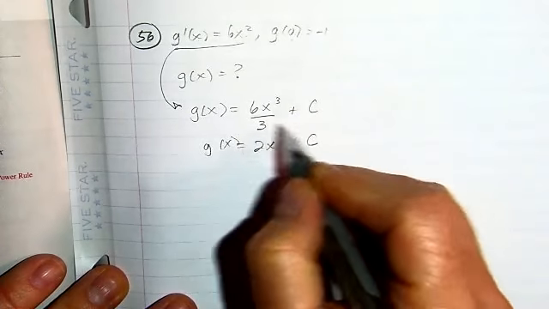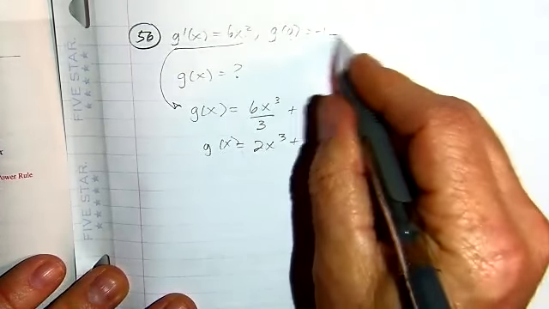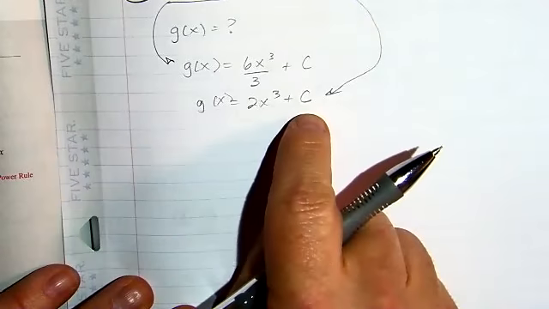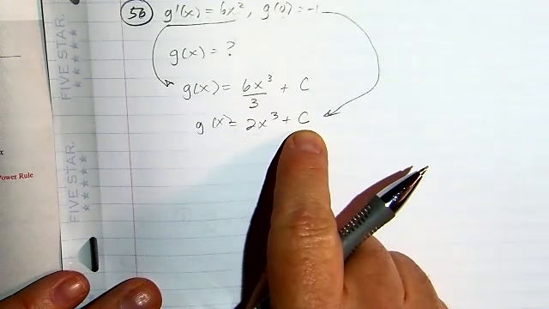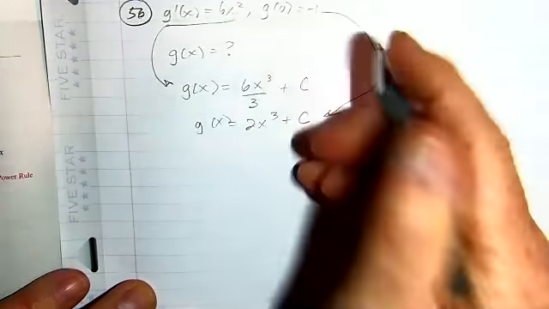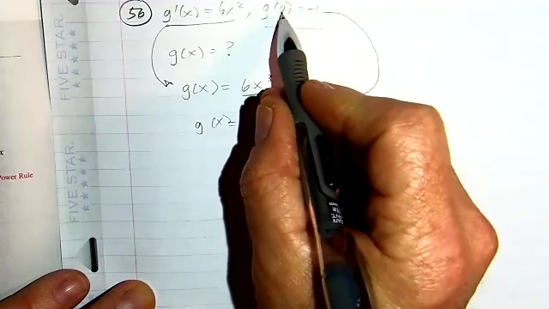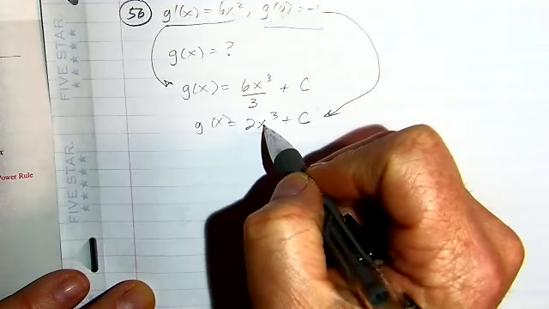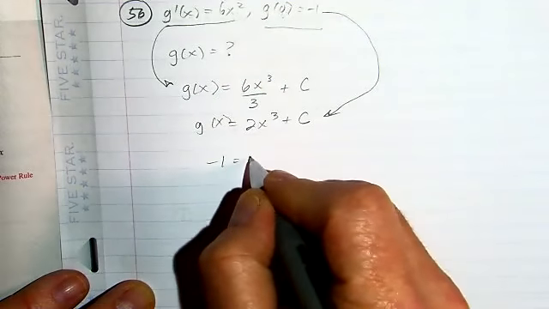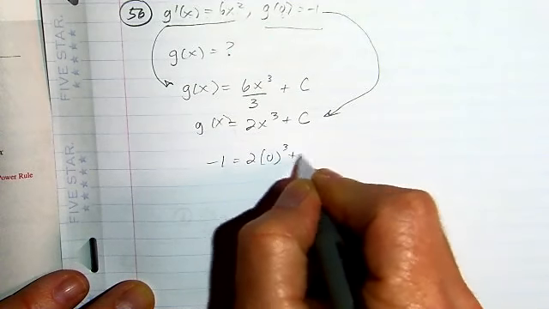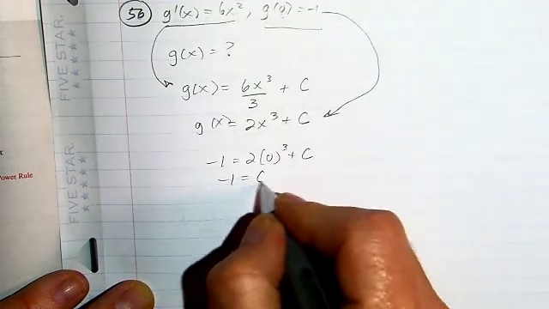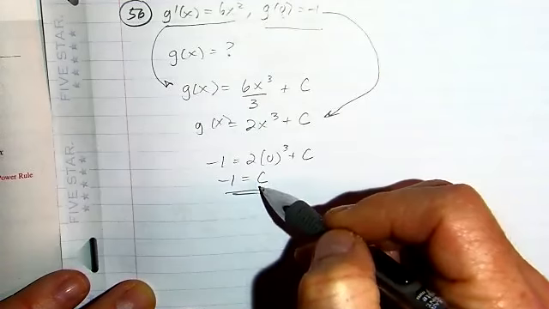So now once I have this family, I'm going to use this initial condition to figure out which exact function I'm talking about, or specifically, what's the value of c? So now I have g of x is equal to 2x cubed plus c, and I know that g of 0 is -1. So I just take this information, and I replace the x with a 0 here, and I replace the function value with -1. So I have -1 equals 2 times 0 to the 3 plus c. Well, what's 2 times 0 to the third power? That's just 0. I get -1 is c. So for this initial condition, c is -1.